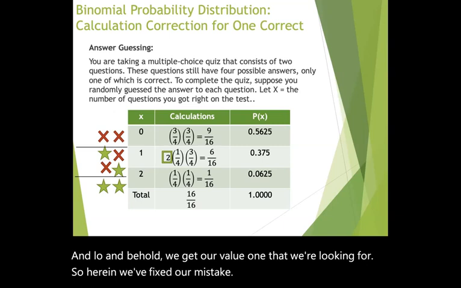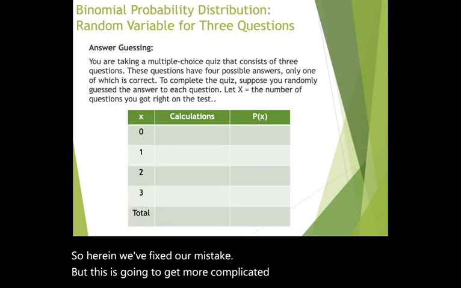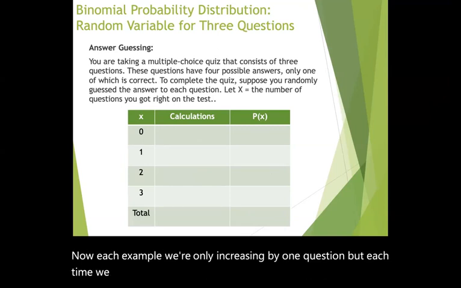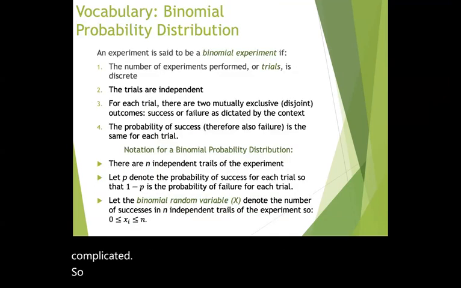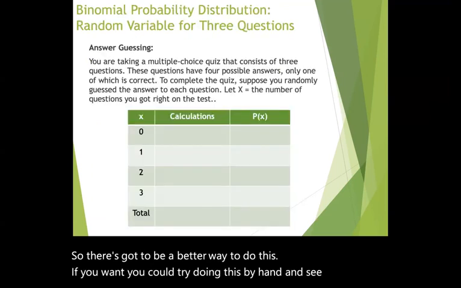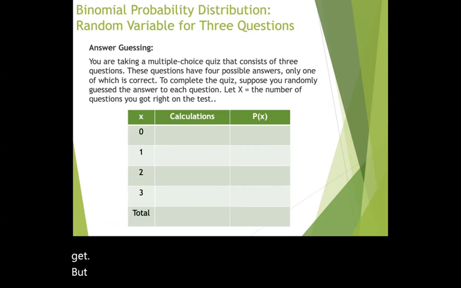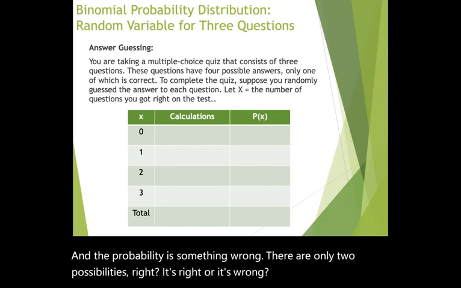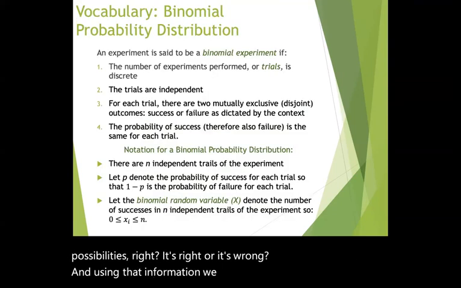Okay, but this is going to get more complicated as we go. Let's try this example. Each example, we're only increasing by one question, but each time we add one question, things get a lot more complicated. So there's got to be a better way to do this. If you want, you could try doing this by hand and see what you get. But we have this idea of the probability of getting something right and the probability of something wrong. There are only two possibilities, right? It's right or it's wrong. And using that information, we can create a binomial probability distribution.